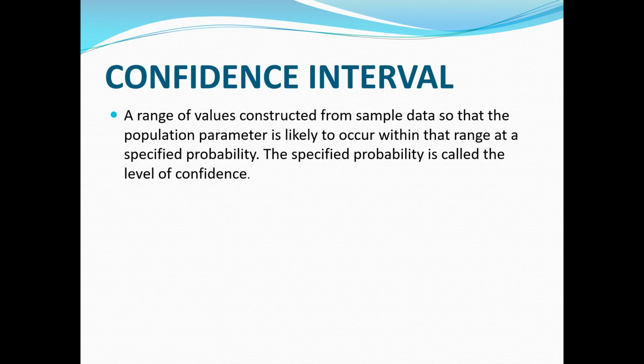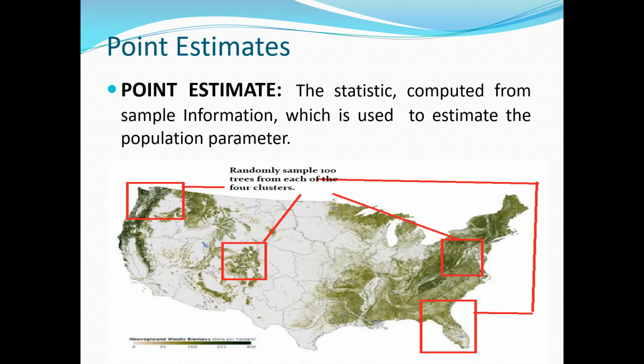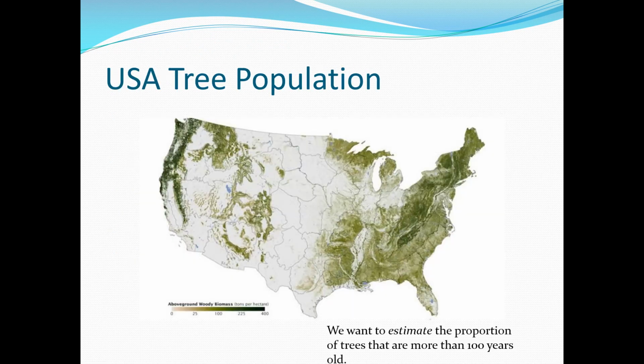Next is the concept of confidence interval. Sometimes when we compute the point estimate, there is a general criticism that it is not necessary that the sample value is equal to the population value. For example, if we were discussing the random sample, let's say the proportion of trees that are greater than 100 years of age comes out to be 0.3 or 30%. But there is no guarantee that in the population that proportion is again 30%.